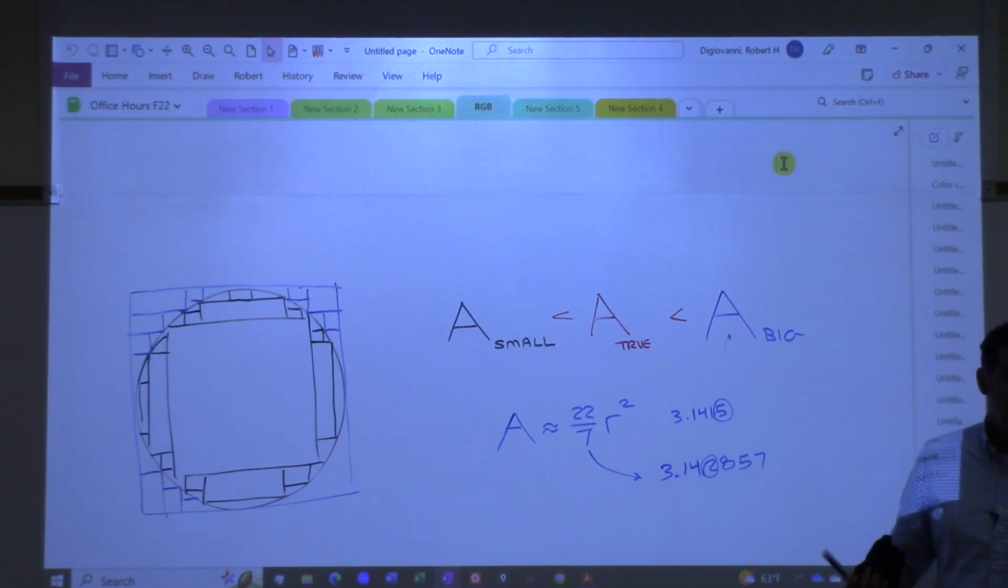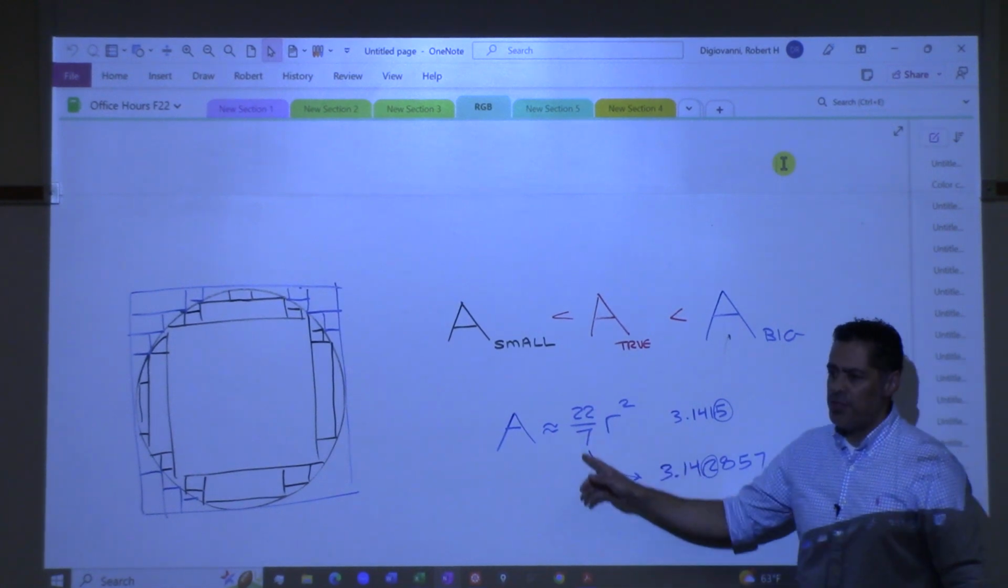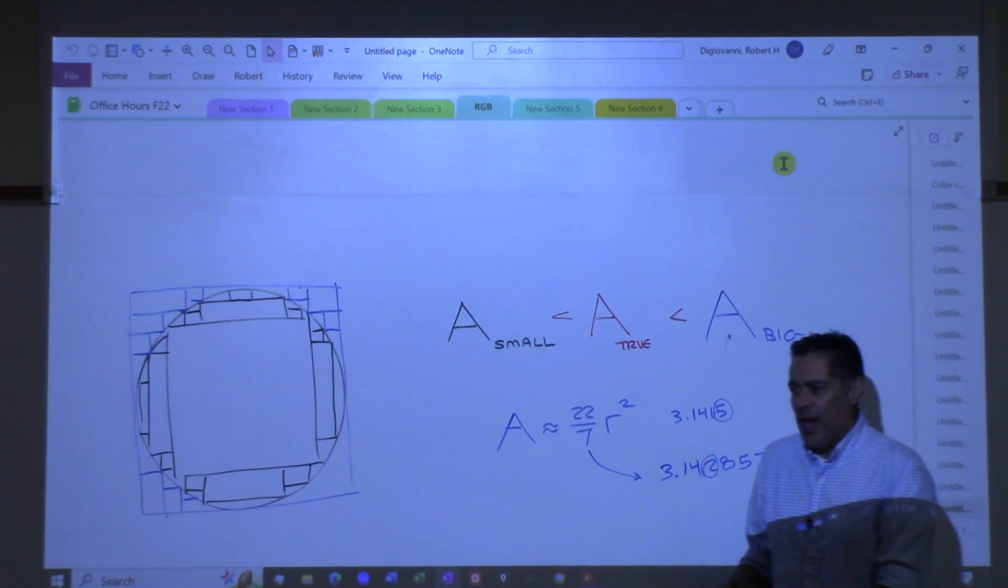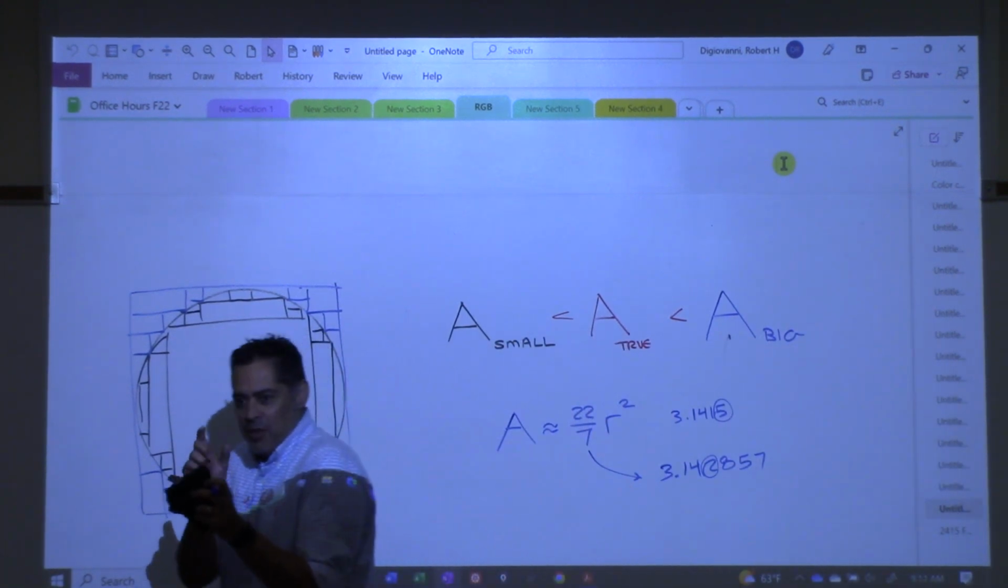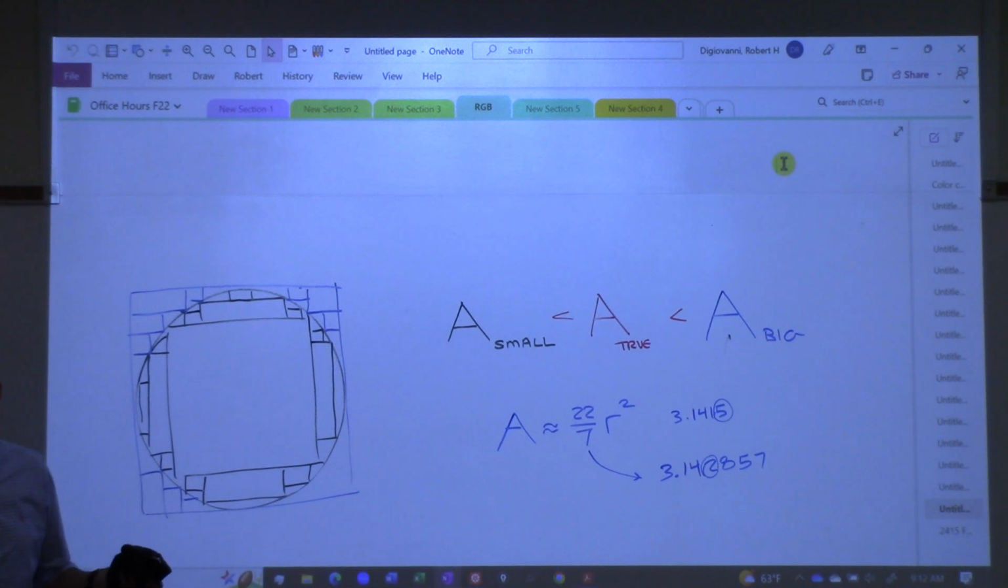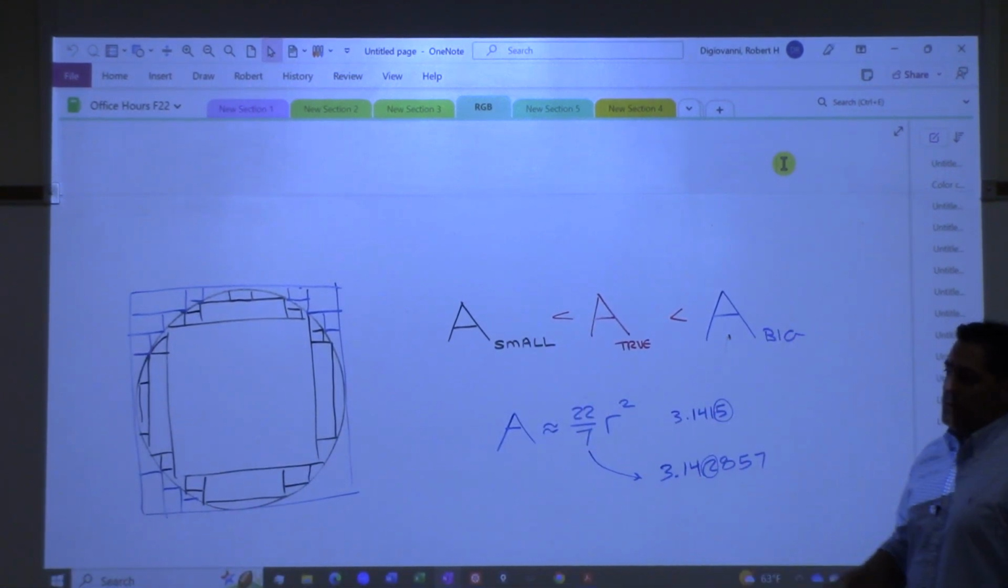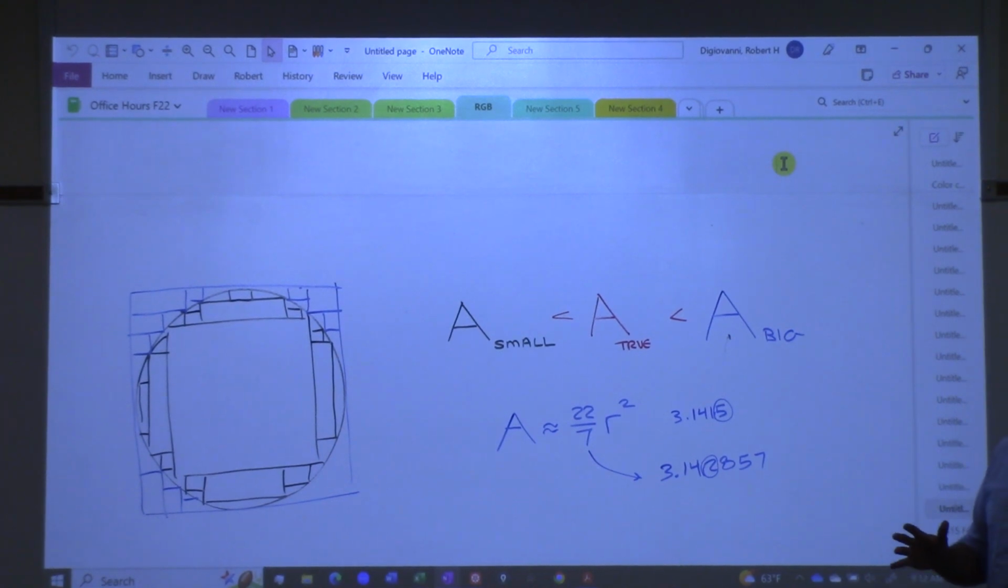But for most practical purposes, 22 over 7 back in the ancient days was good enough because they couldn't manufacture things like steel ball bearings where you had to be real precise anyway, right? They're building stuff, very rudimentary things, right? So it was good enough. That was good enough for a long time. But eventually, we needed the exact actual area. So this idea was with us for a long time until calculus came around.